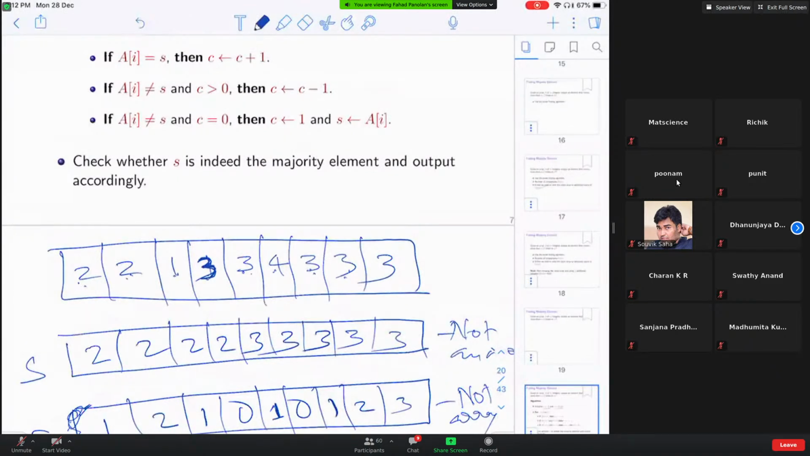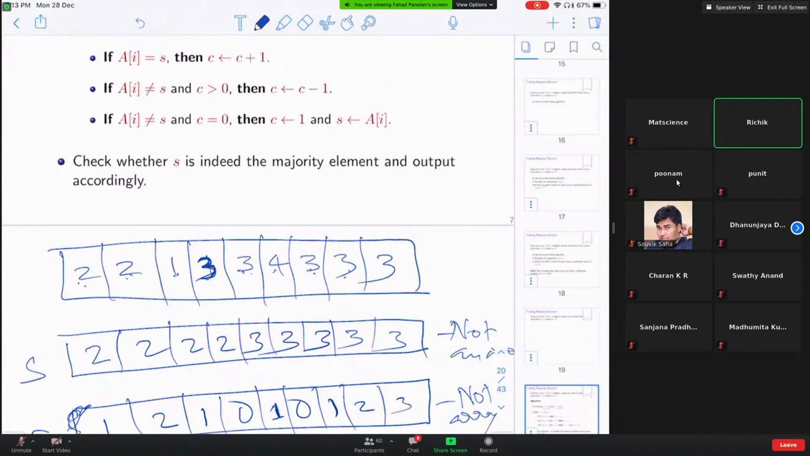And at the end, the algorithm got 3, and it will verify whether it is indeed the majority element. For that, you just go through the array once again from left to right and count how many times 3 occurs. If it is more than m by 2, you will output that element. Is the algorithm clear?